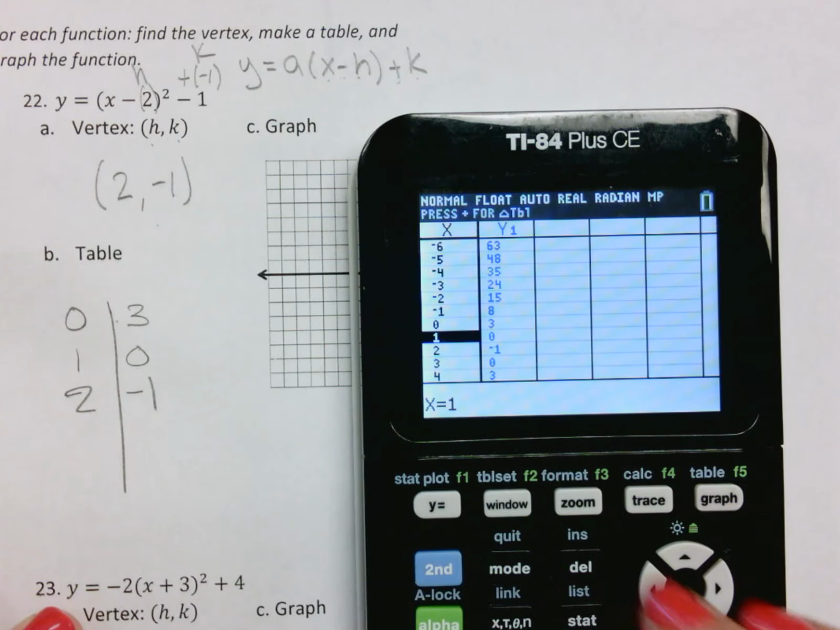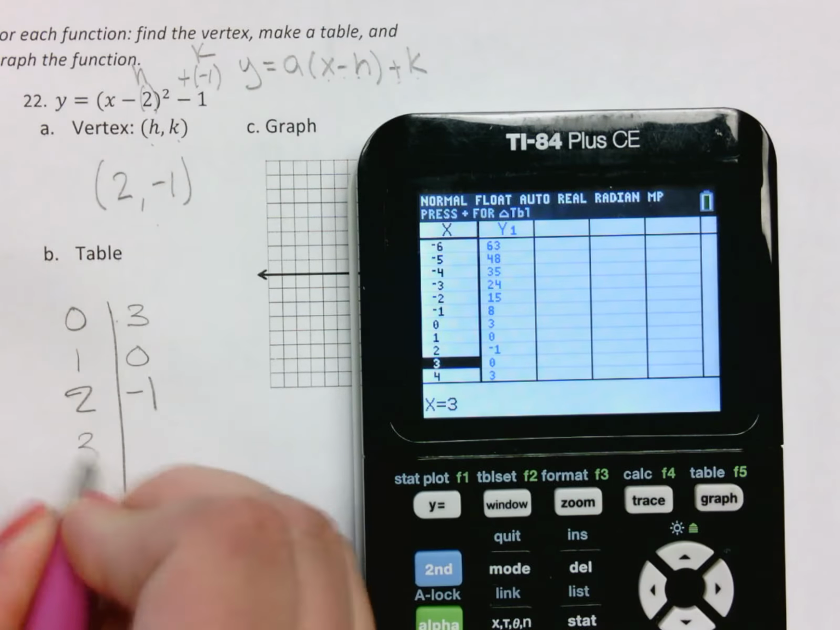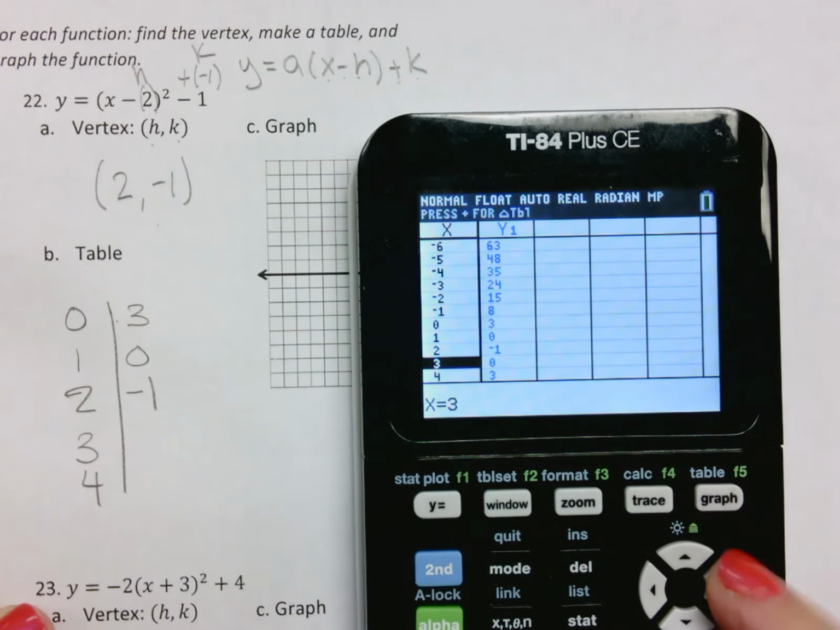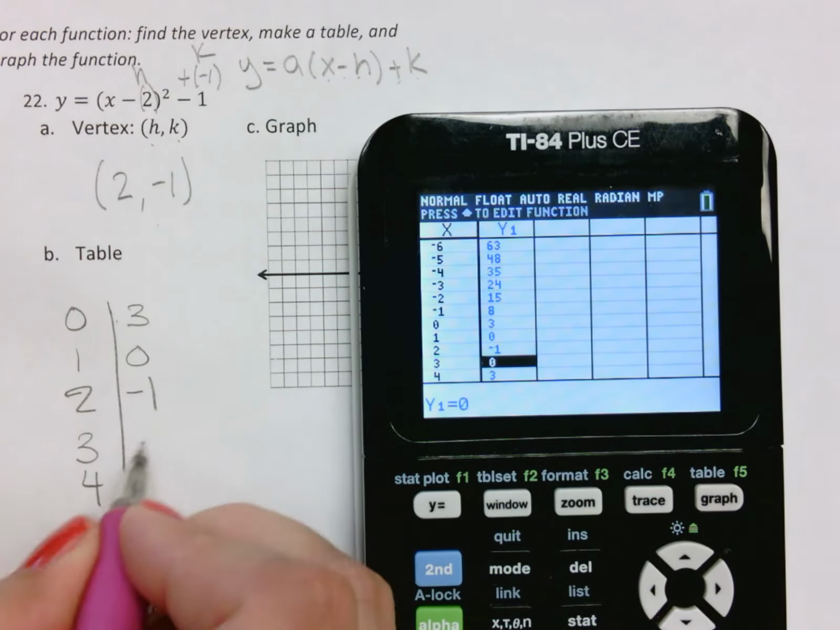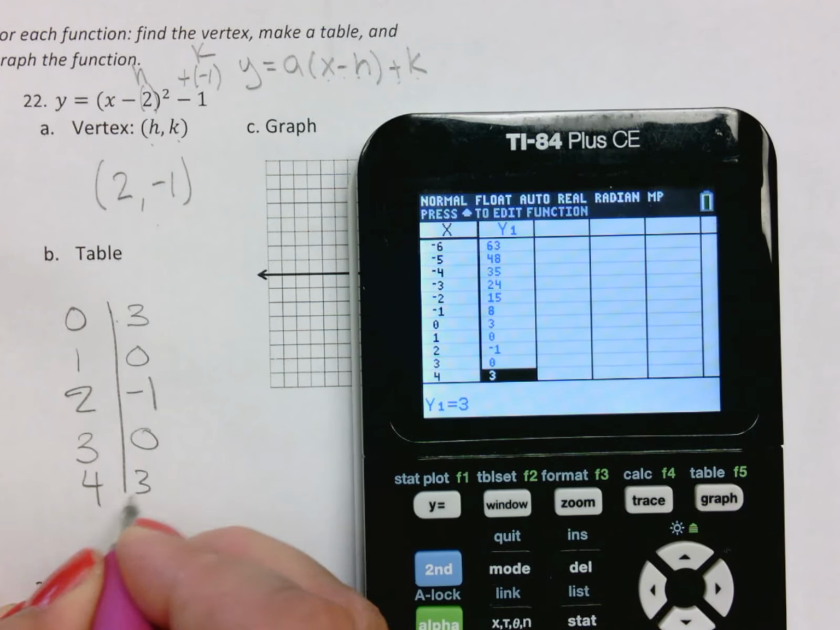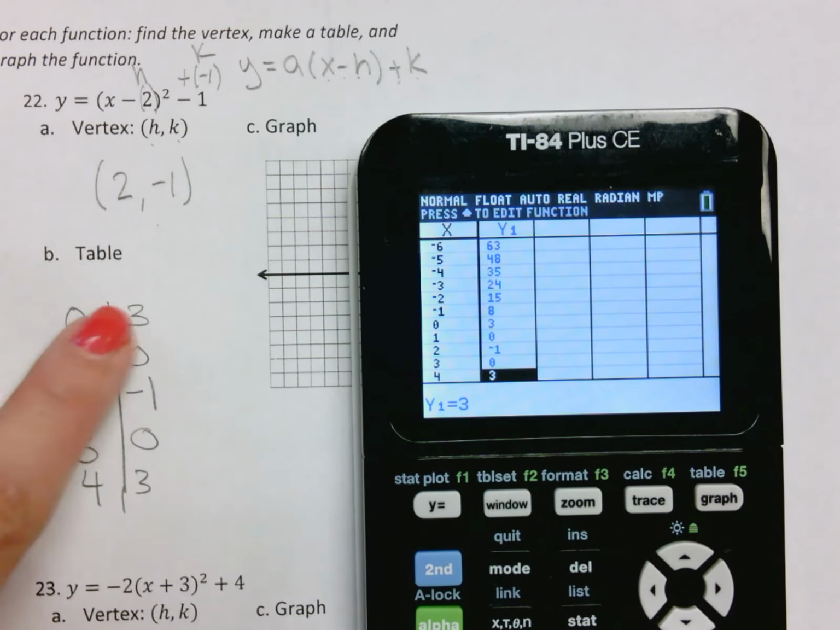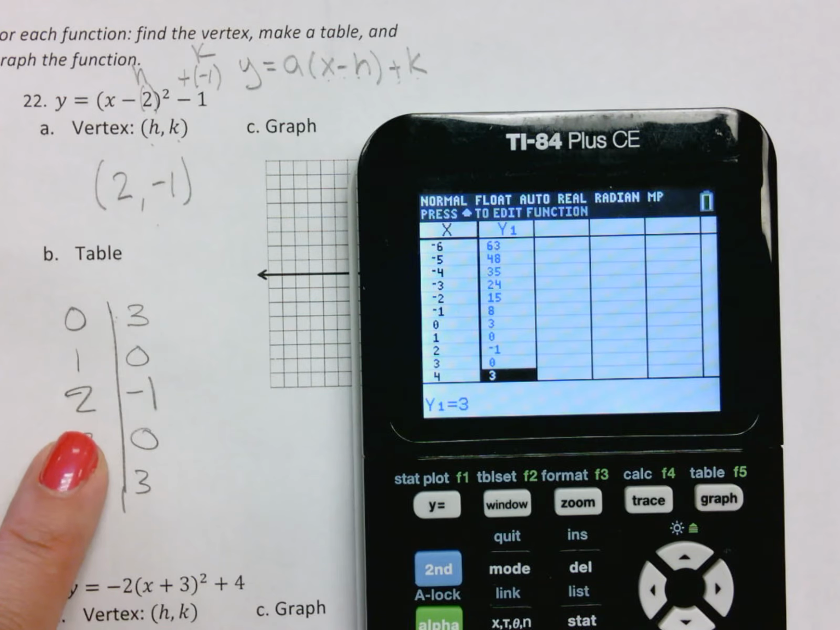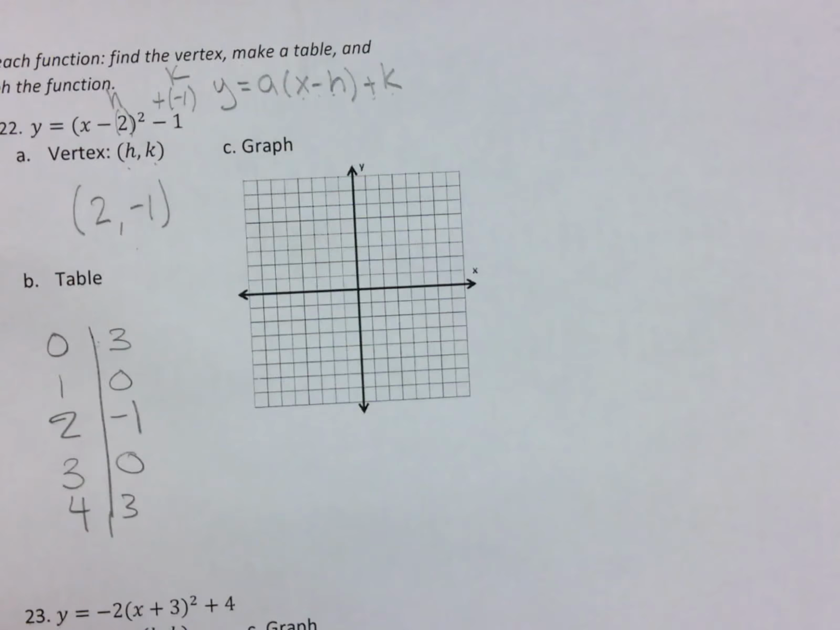Now let's go the other way. And there's our vertex again. Let's do 3 and 4. At 3, my y is 0, and at 4, my y is 3. You should see the numbers repeat. If the numbers don't make a pattern like this, then somewhere you went wrong in typing your problem into that y equals, and you need to go back and double check what you typed into y equals.